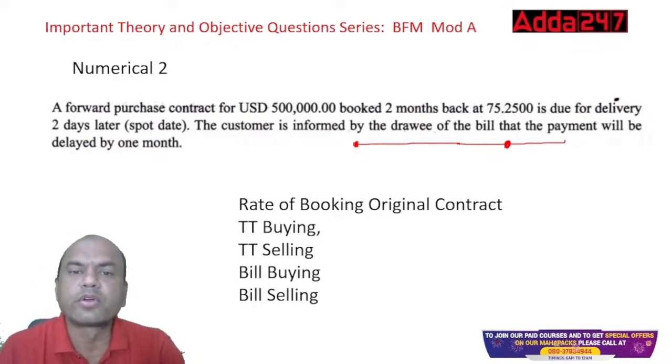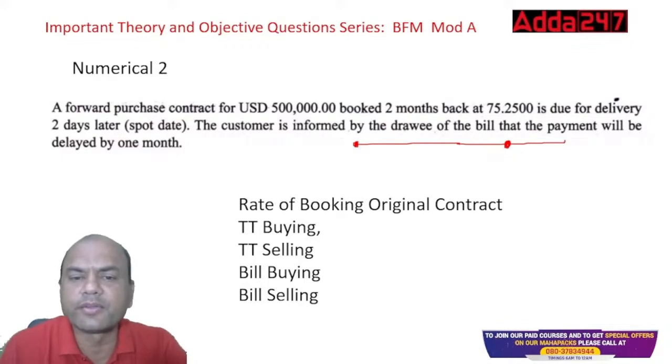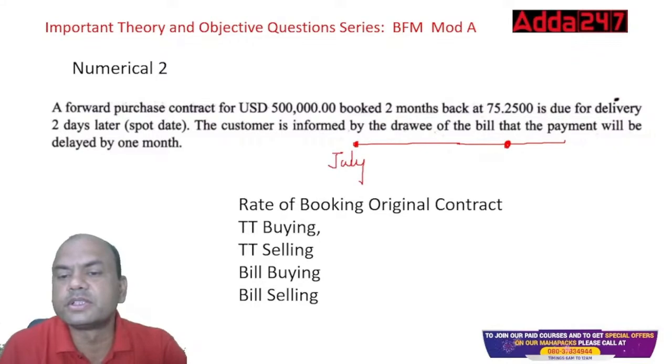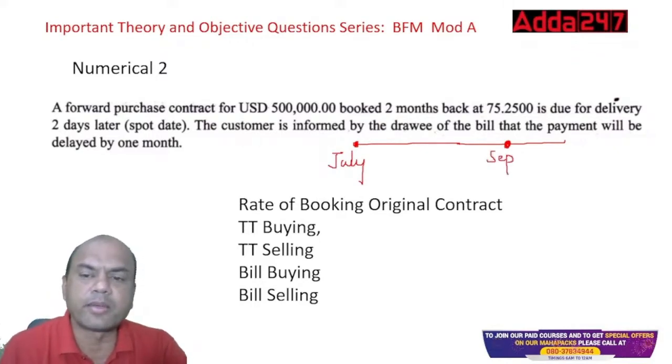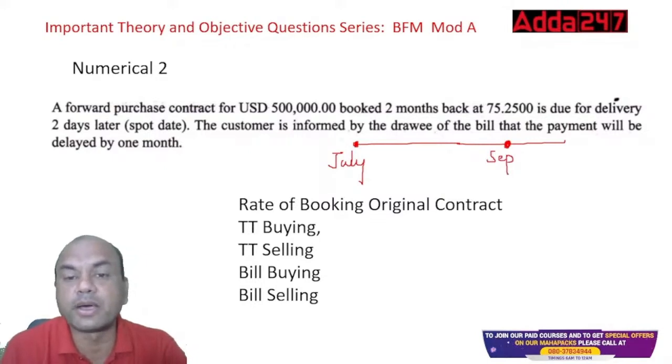Okay, so gone August and July. So July. Let's say the contract was booked. It is due in September. This tomorrow's date. Let's say. But what has happened is customer is told now by his buyer. See here, forward purchase contract. This is a purchase. Purchase means it's an export transaction.